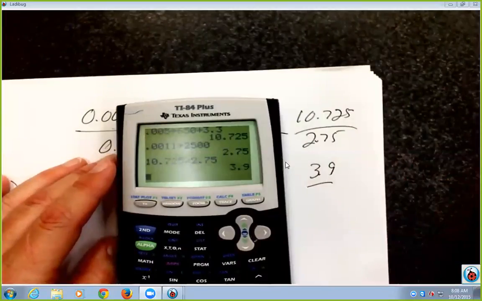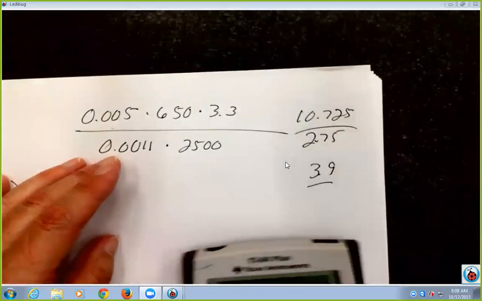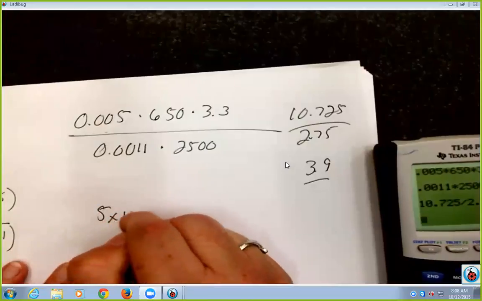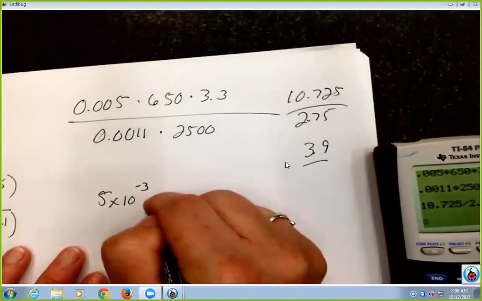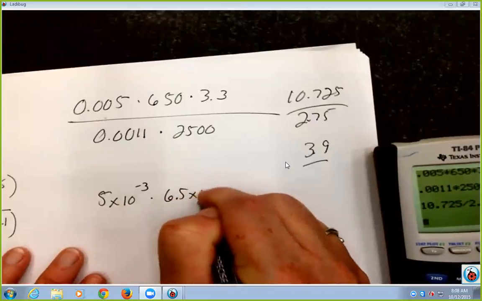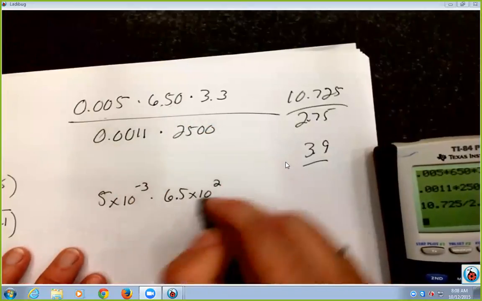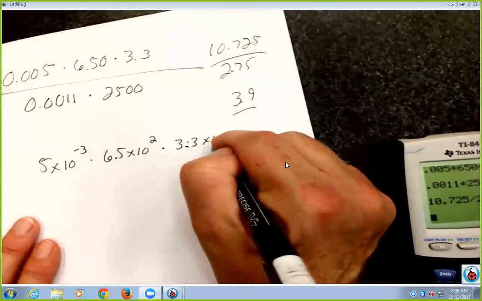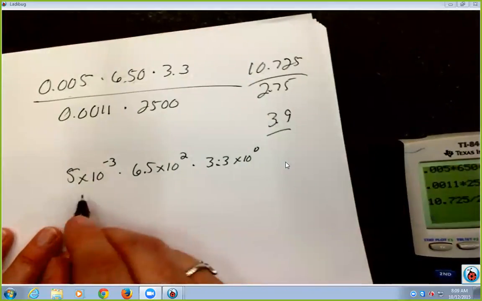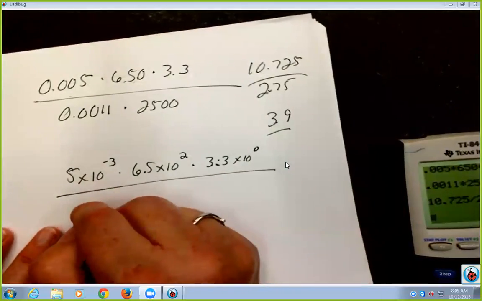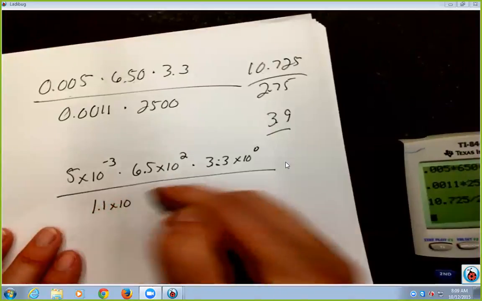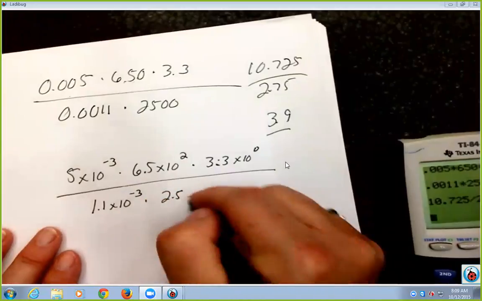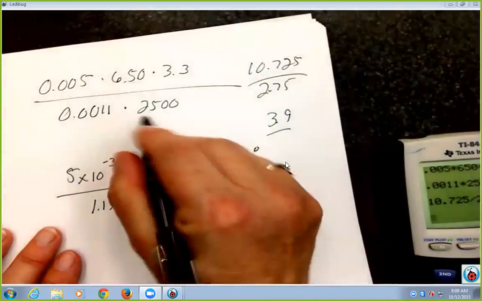Pardon? Not really? Okay. If you turned it in scientific notation, then you'd have to move those back 3 places and get 5 times 10 to the negative third times 6.5 times 10 to the second times 3.3 times 10 to the 0, because I didn't move it anywhere, all over 1.1 times 10 to the negative third times 2.5 times 10 to the third.